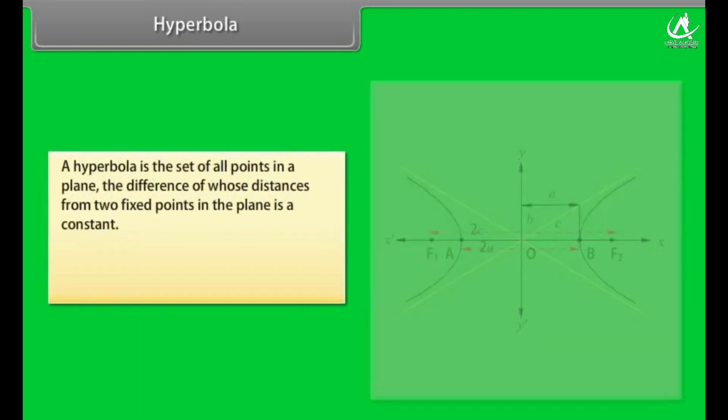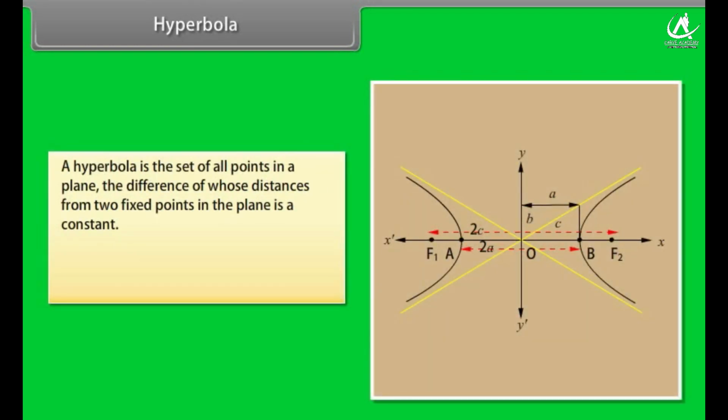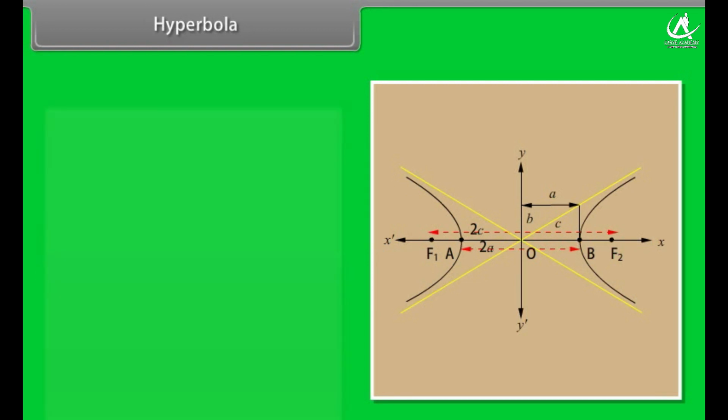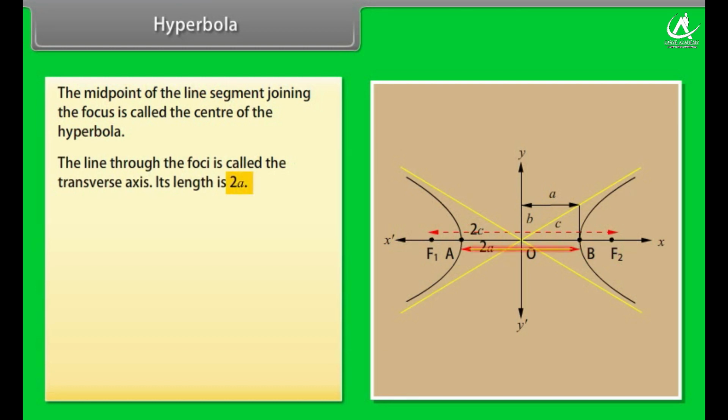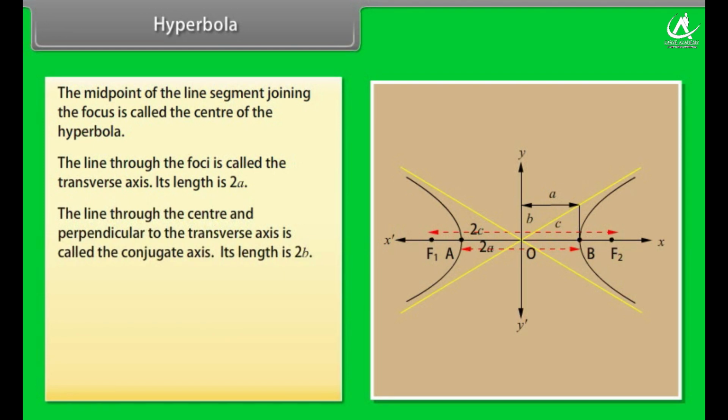Hyperbola. A hyperbola is the set of all points in a plane, the difference of whose distances from two fixed points in the plane is a constant. The two fixed points are called the foci of the hyperbola. The midpoint of the line segment joining the foci is called the center of the hyperbola. The line through the foci is called the transverse axis. Its length is 2a. The line through the center and perpendicular to the transverse axis is called the conjugate axis.